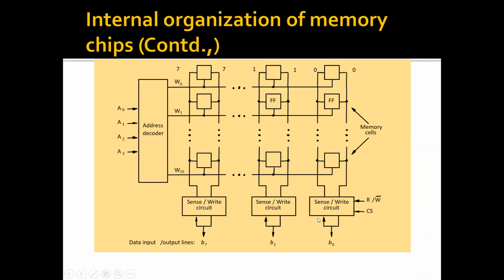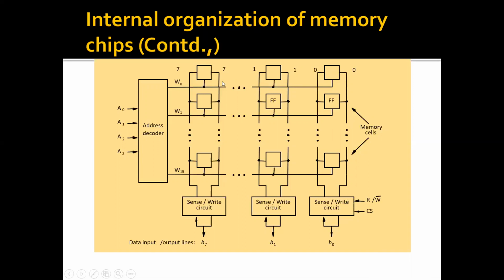These sense and write circuits are controlled by 2 inputs over here. One is called CS, chip select. Another is read or write. So here it gives whether to read from these cells or to write into these cells, and which of the cells to be selected will be given through this chip select input. Each of these 2 is 0 or 1, and it is being numbered like this.